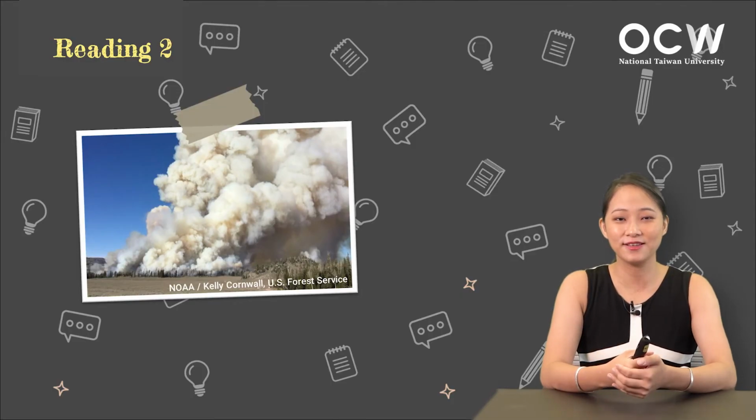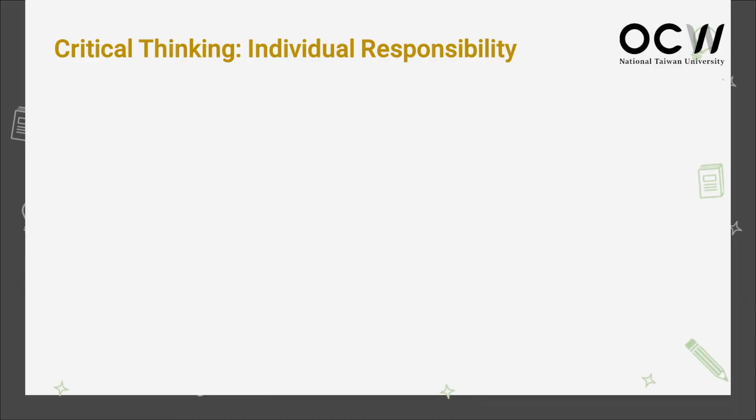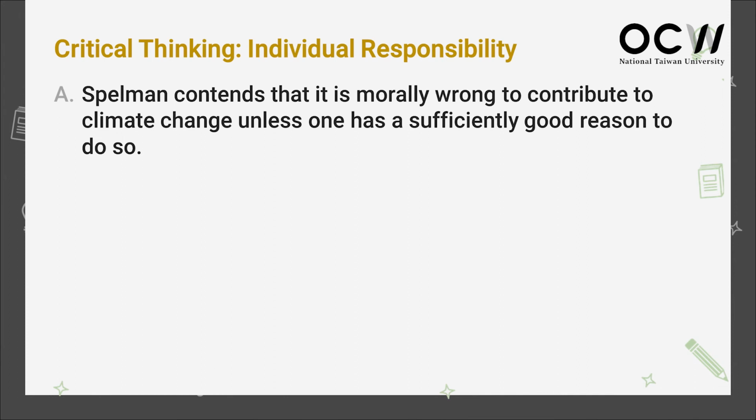Like we said previously, the article is not difficult, just a tad long. So now let's go directly to critical thinking skills. First, let's talk about individual responsibility. The author Spellman argues that unless you have a valid reason, or else when your action is actually affecting climate change, you are being morally irresponsible.